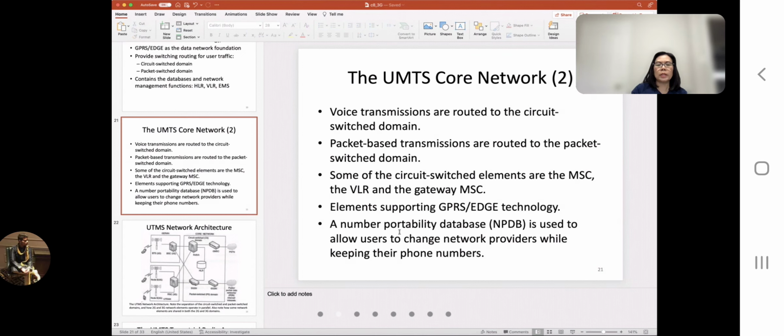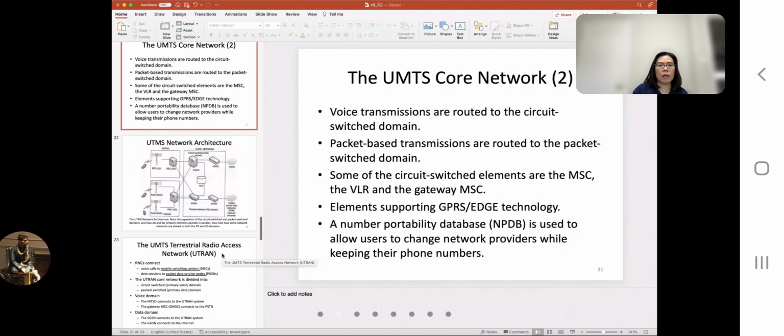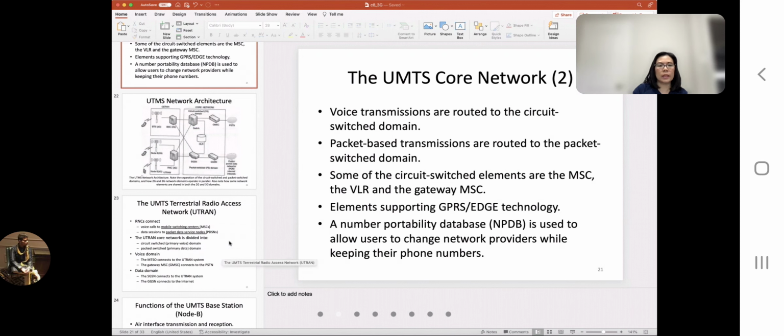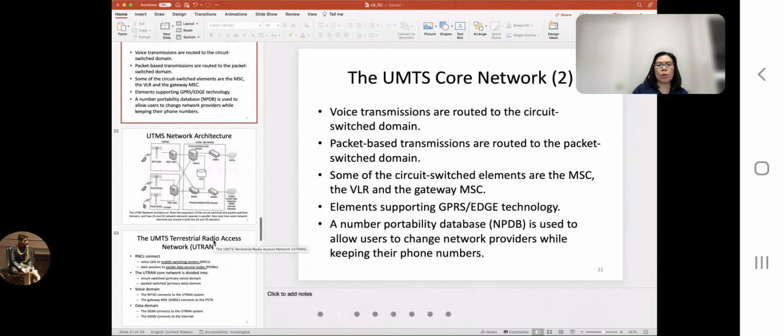number portability database. This database allows users to change network providers while keeping the same phone numbers. In the past, in 2G networks and 1G networks, that was not possible. But in 3G, users can change service providers and keep their previous phone numbers. So this is a convenience only in 3G networks. Right, so that's the core network.